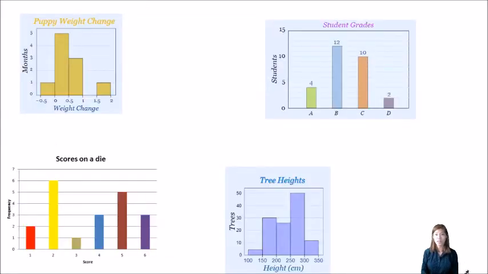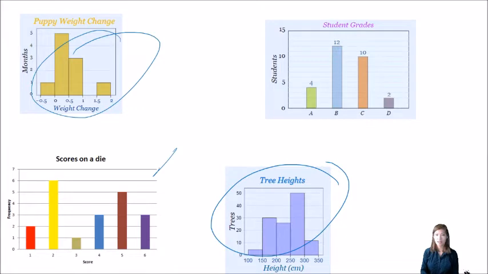Which of these are histograms and which of these are column graphs? This one and this one are histograms, and these two are column graphs.